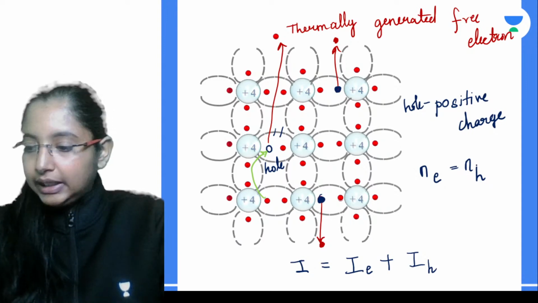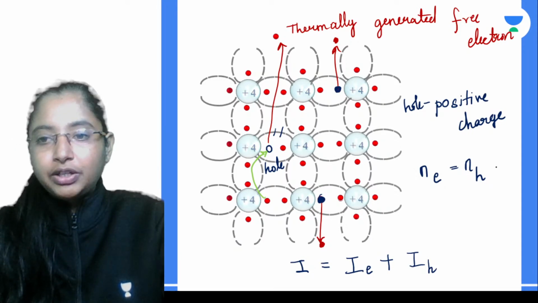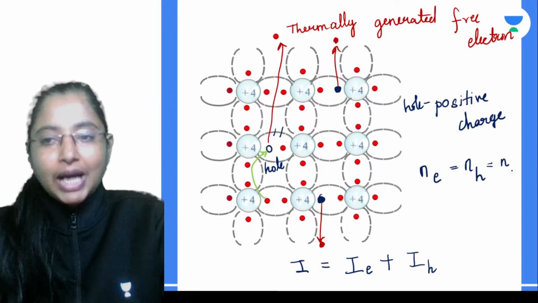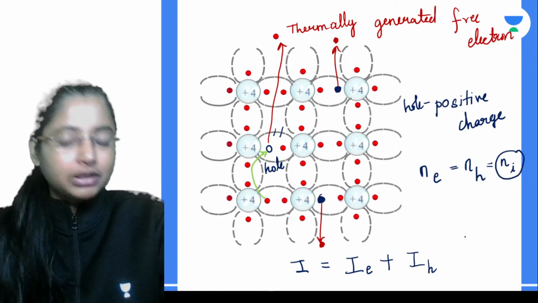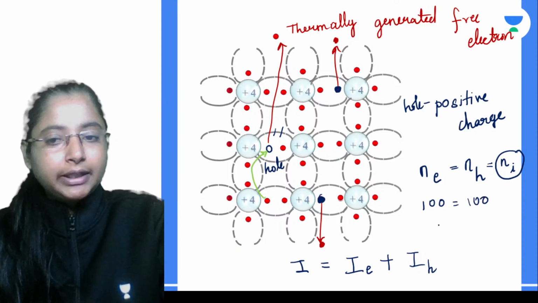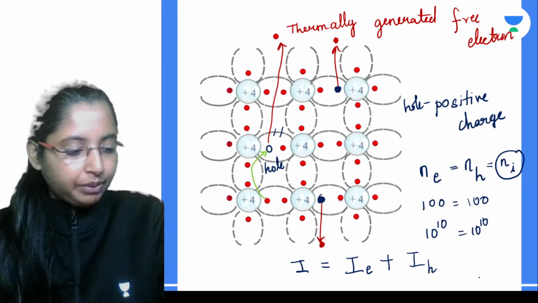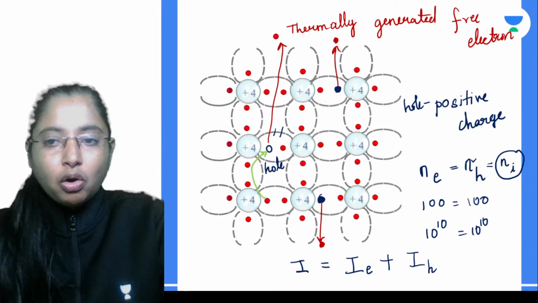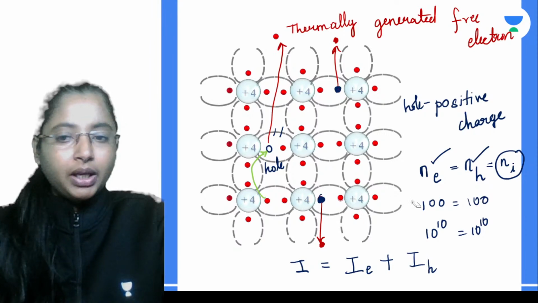Okay, this is nothing but the total number of intrinsic charges. This is the concentration of total number of charges, but this is an intrinsic semiconductor, so we can call this the total number of intrinsic charge carriers. So if there are 100 electrons, 100 holes can be generated. If there are 10 to the power of 10 electrons, 10 to the power of 10 holes can be generated. So how many holes you are generating completely depends upon how many electrons are there.